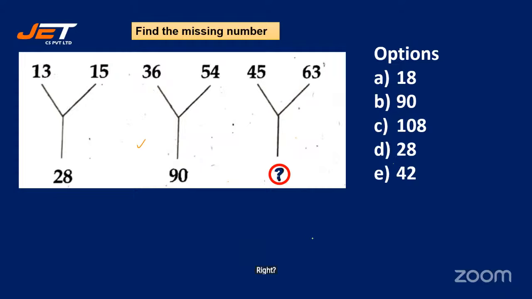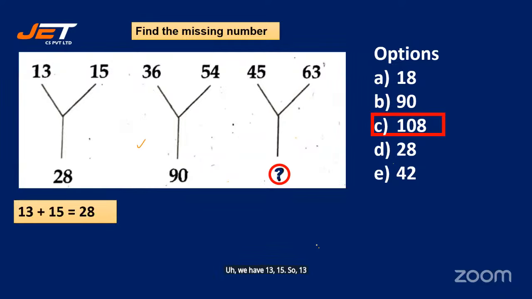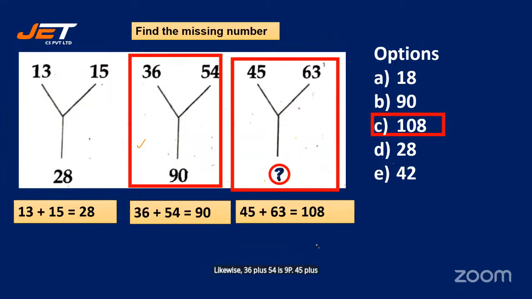So now let's see. We have 13, 15. So 13 plus 15 is 28. Likewise, 36 plus 54 is 90. 45 plus 63 will give us 108. That's why your option C is the correct answer. All right. Right. Fine. So let's move on to the next question.